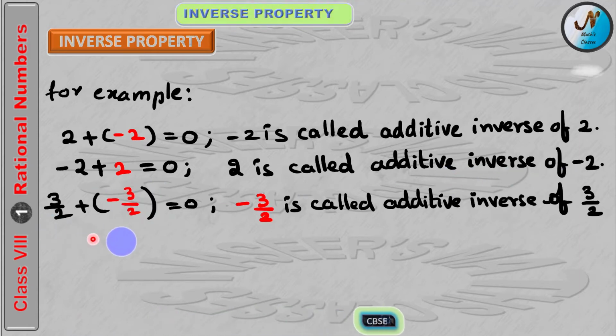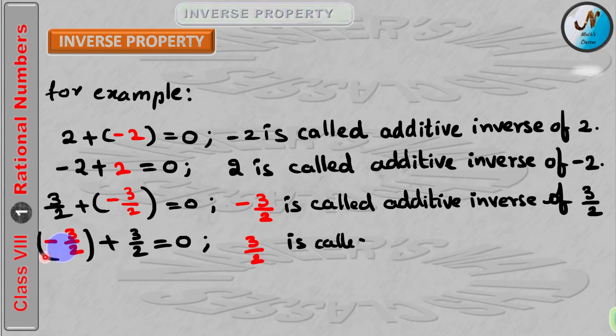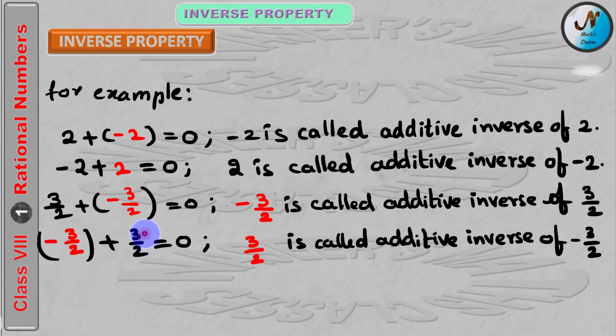If we add 3 by 2 with its negative number minus 3 by 2, we get 0. Here minus 3 by 2 is called the additive inverse of 3 by 2. If we add minus 3 by 2 with its positive number 3 by 2, which gives 0. So here 3 by 2 is called the additive inverse of minus 3 by 2.